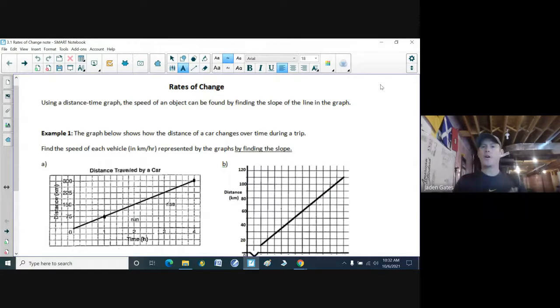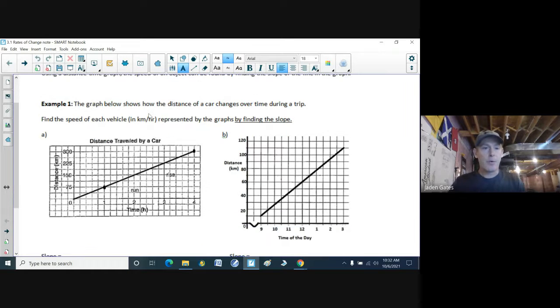All right. Well, in our last class, we looked at finding slope using the formula rise over run. And now we're going to, again, relate back to rates of change or unit rates, as you might want to say. And one example is if we use a distance time graph, the speed of an object can be found by finding the slope of the line on the graph.